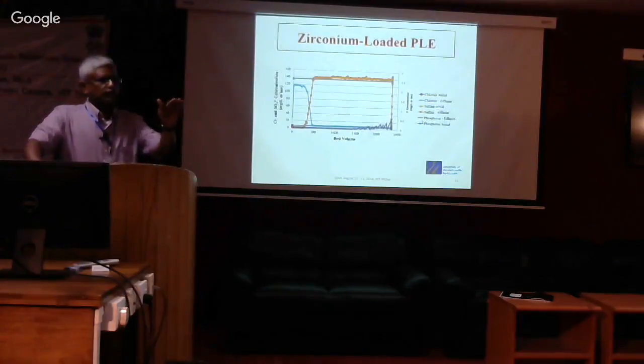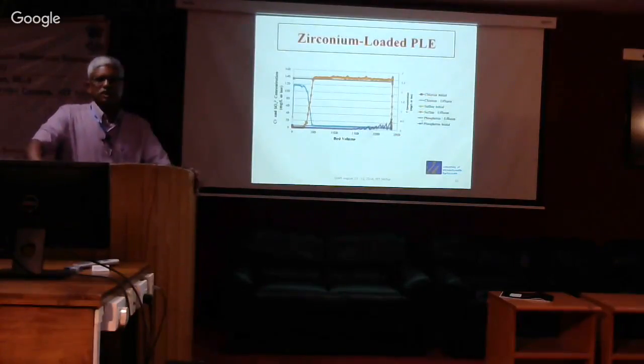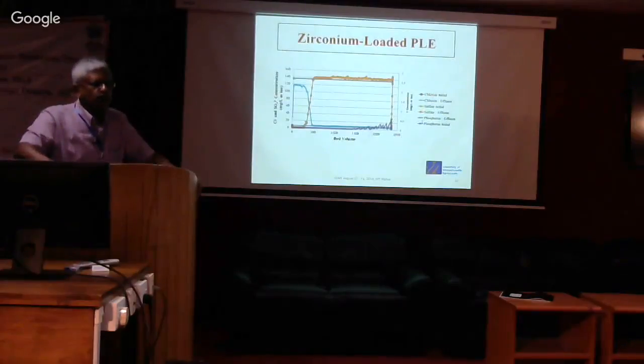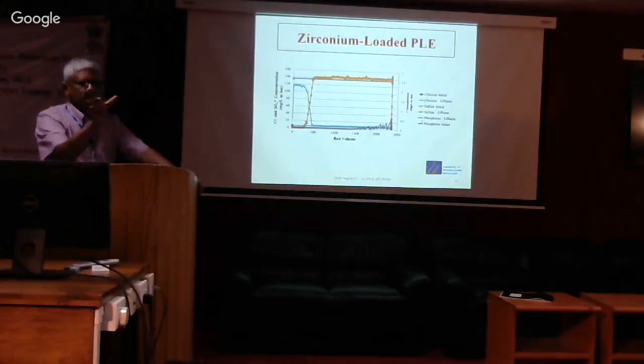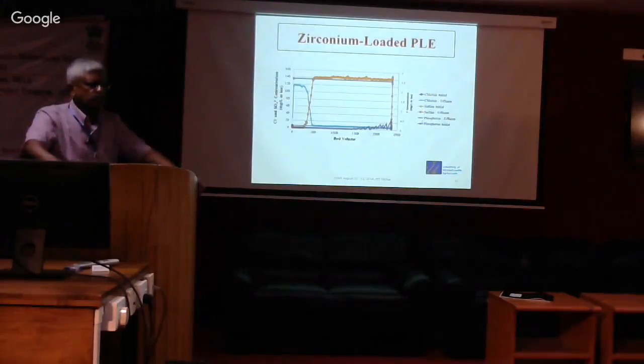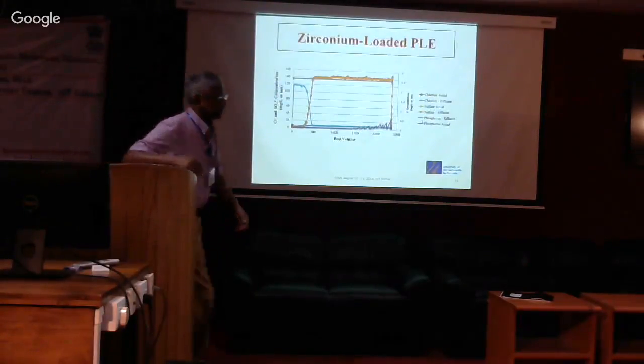I mean, you say your breakthrough is, let's say, 10% of the influent. Whatever is your influent, if you reach 10% of that in the effluent, you have to stop the column. So then, if it's a slow bleed like that, you're not using your column, whatever the volume. And that's what it is.